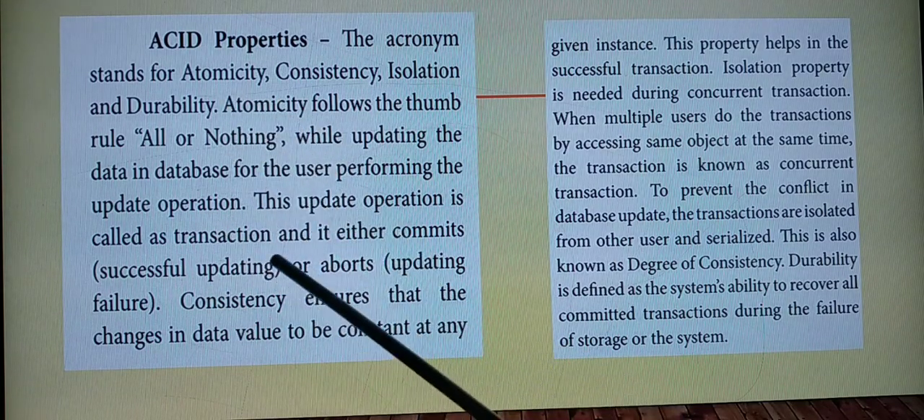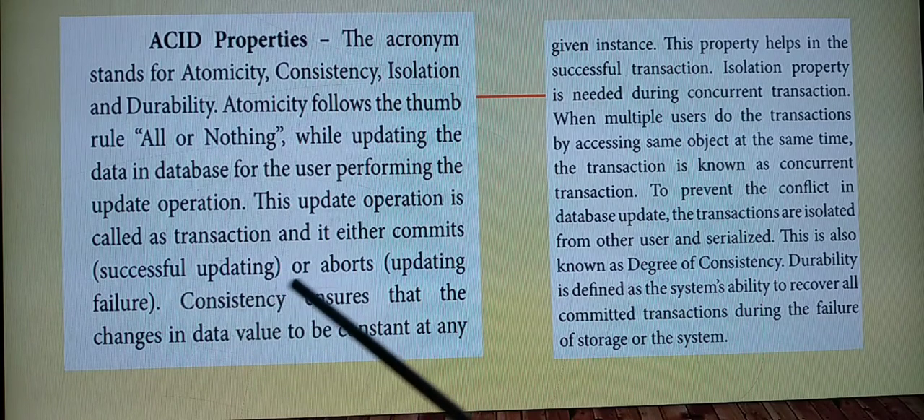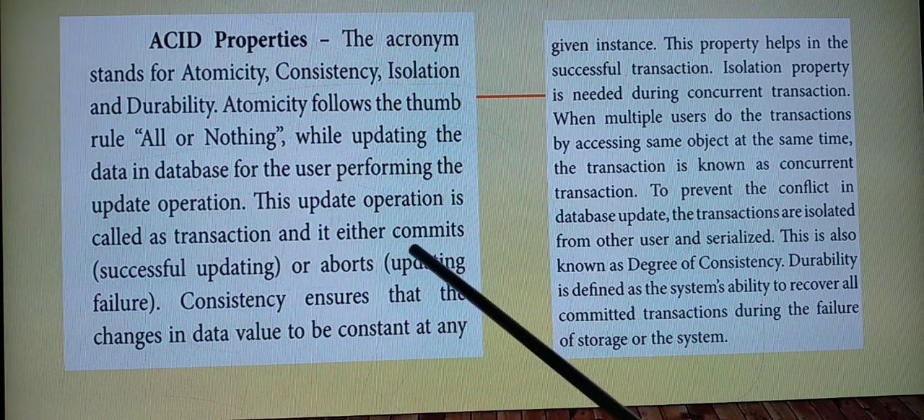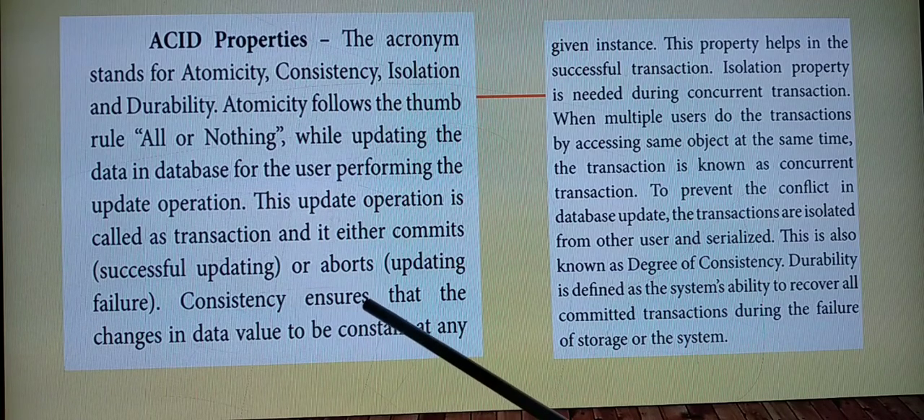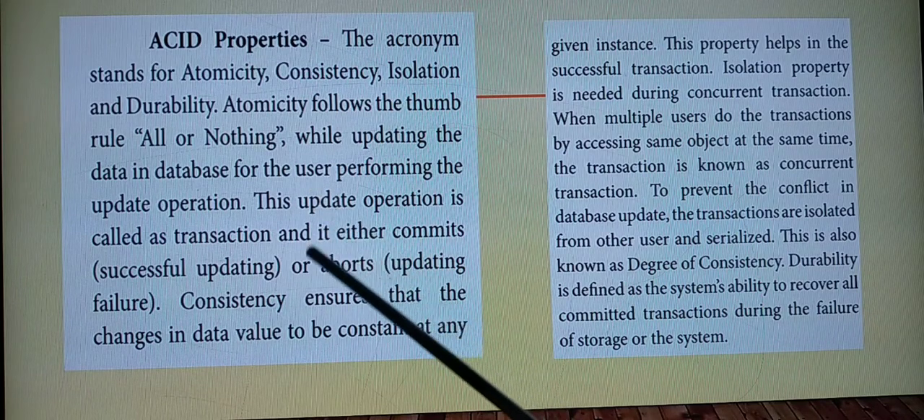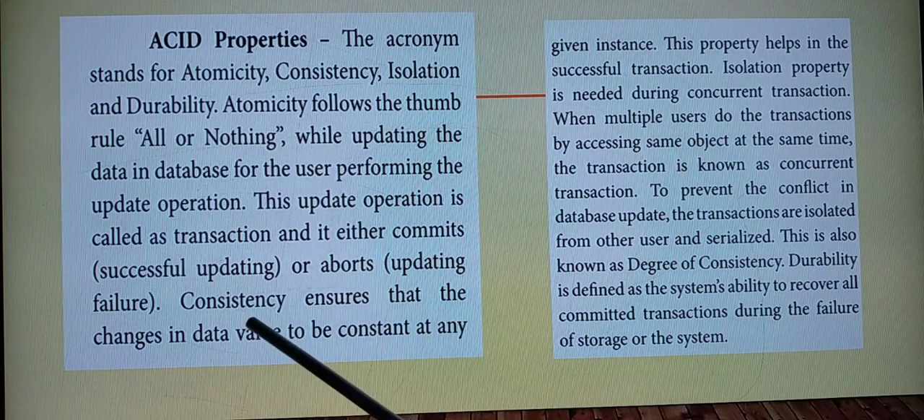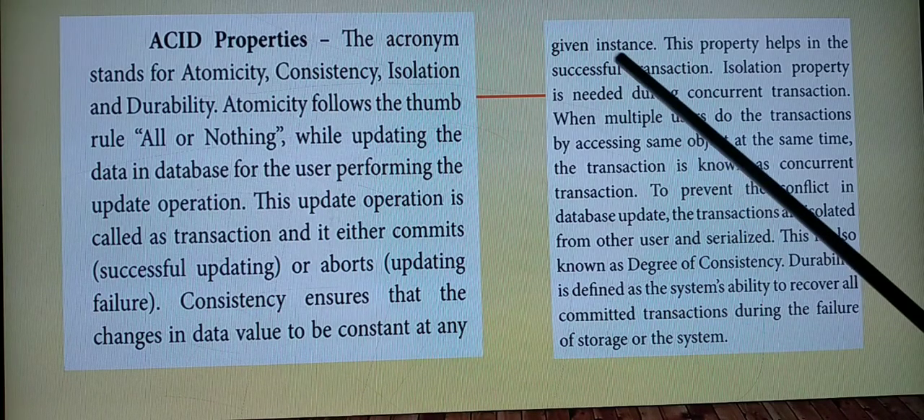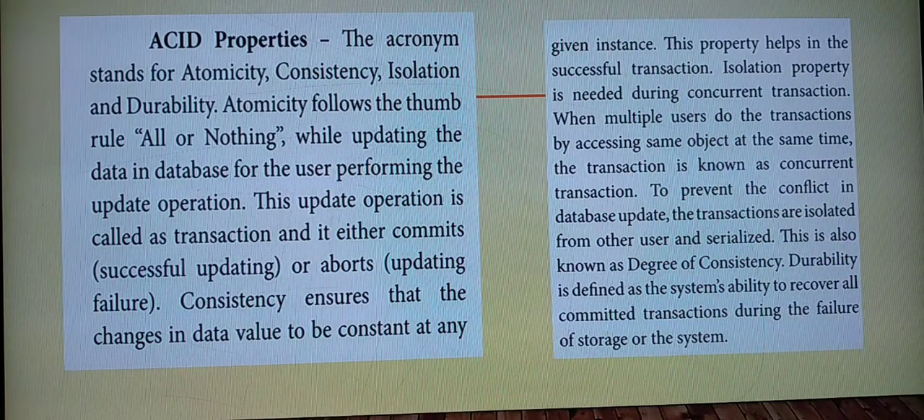Under atomicity, the main point is that the transaction either commits, that is successfully updates, or aborts. These points come under atomicity. The next one is consistency: the changes in the data value must be constant at any given instant. Whatever changes you make in the data will not affect the main database. That is your consistency.